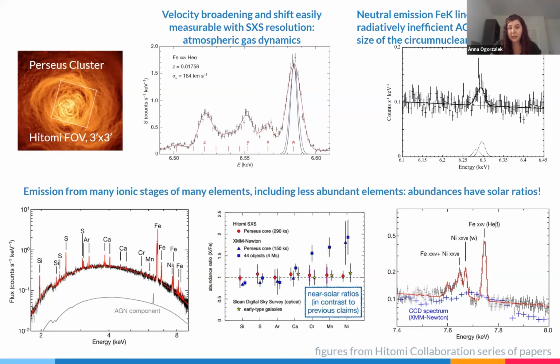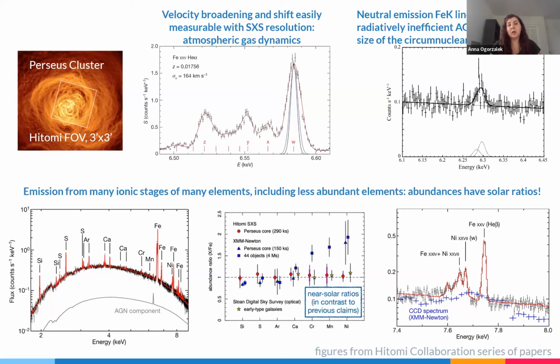In contrast to bright lines, we also looked at weak lines, as shown on the top right, where the extremely weak emission line from the radiatively inefficient AGN in the center of the Perseus cluster is shown. Otherwise you cannot resolve it because it would be buried under the emission from the ICM plasma. But also because we have microcalorimeter data, so we have some spatial information, we could see how this emission line varies pixel to pixel and constrain the size of this neutral circumnuclear disk around the black hole for the first time.